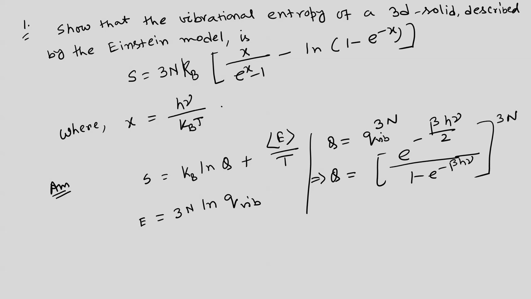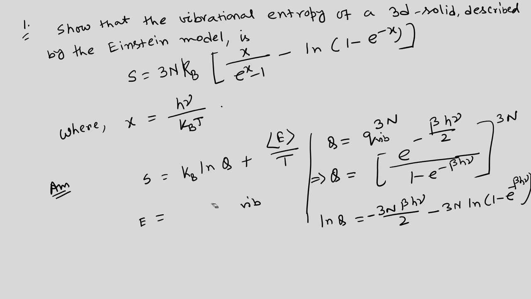So, this to the 3N. So, we write ln Q is minus 3N beta h nu by 2 minus 3N ln(1 minus e to the minus beta h nu). In order to get the average of energy, we know how to calculate it. It is minus del ln Q by del beta, when N and V are constant.